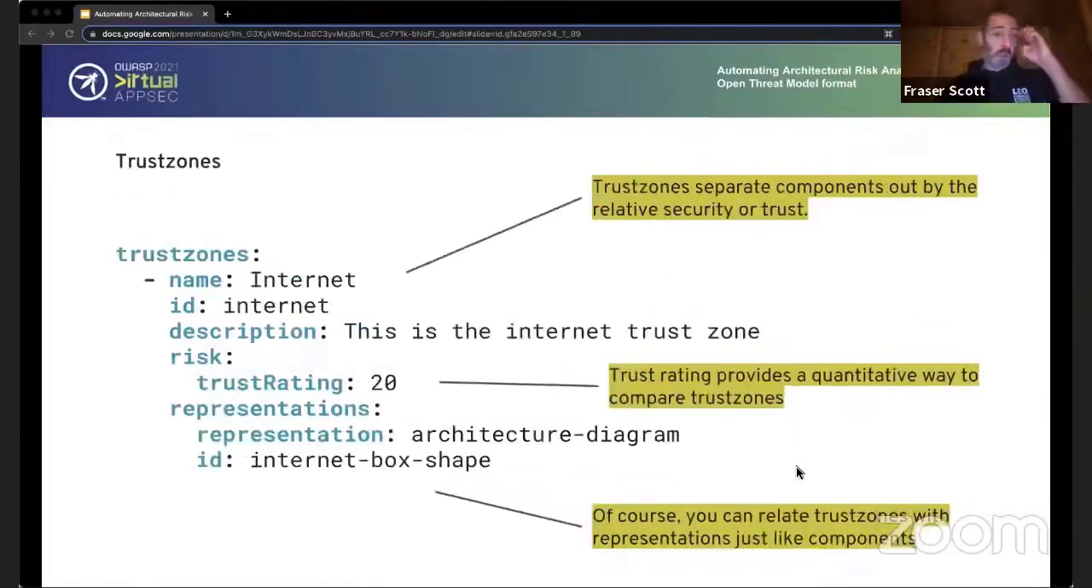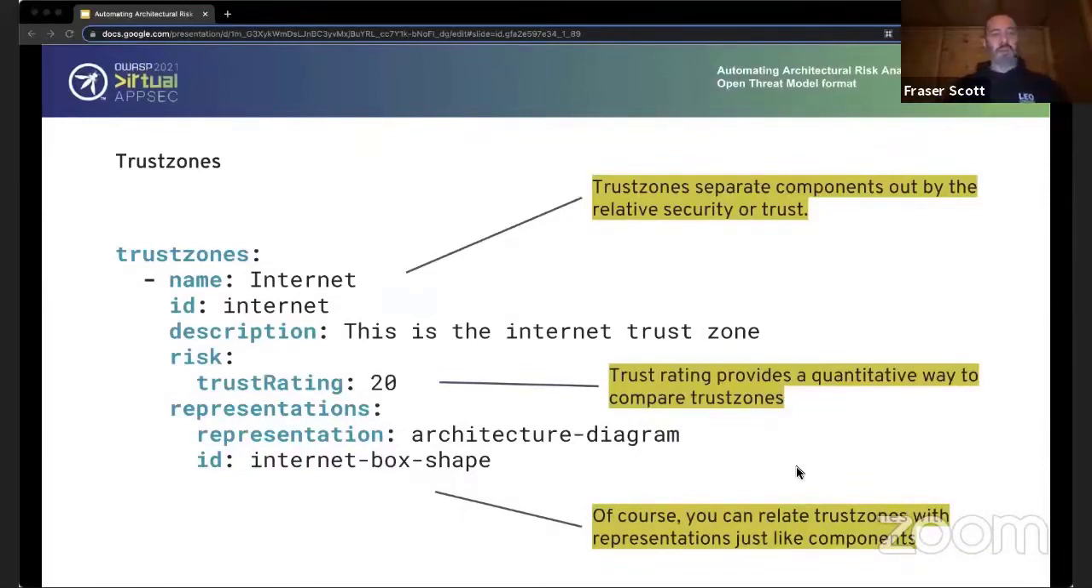Trust zones, again, as I said, separate out the components by the relative security or trust between them. So again, we're trying to find a quantitative way of describing that difference. With a normalized scale, the trust zone rating lets you see, okay, how does this trust zone compare to this trust zone? If I've got a trust zone of 20, which is very untrusted, talking to a trust zone of 100, that's potentially a bit of an issue if I've got that sort of relative difference. So you may need to look at some sort of 3-tier type architecture application, or you're in that sort of zero trust space.